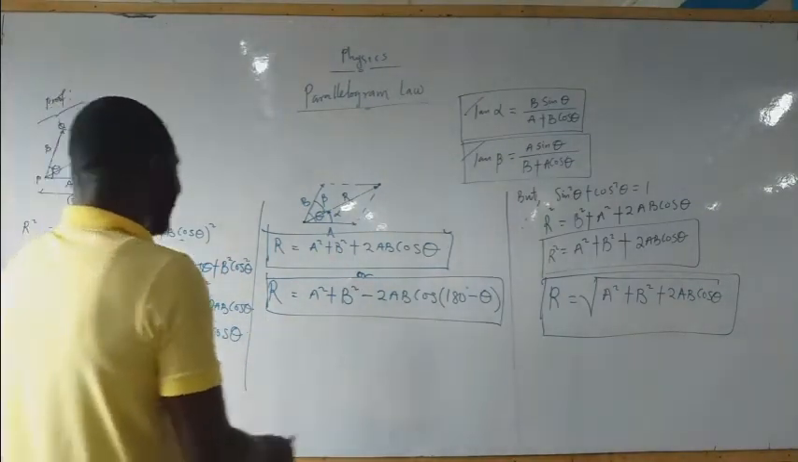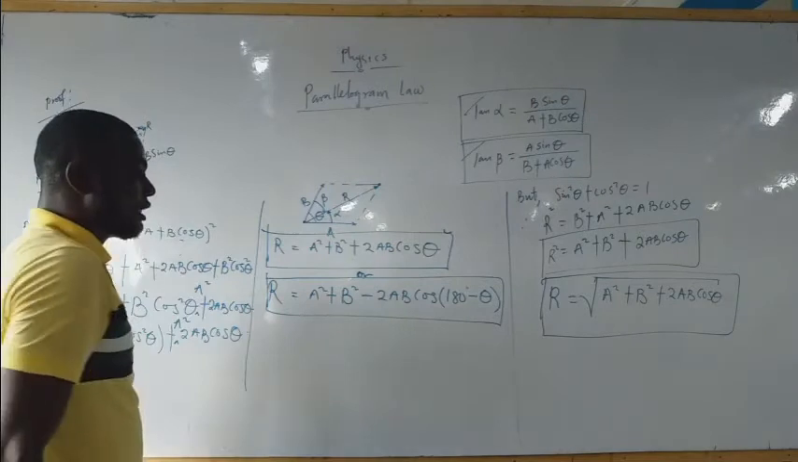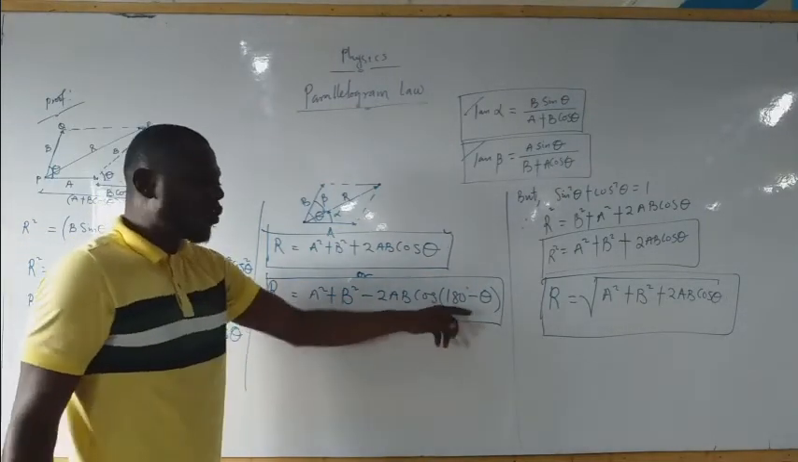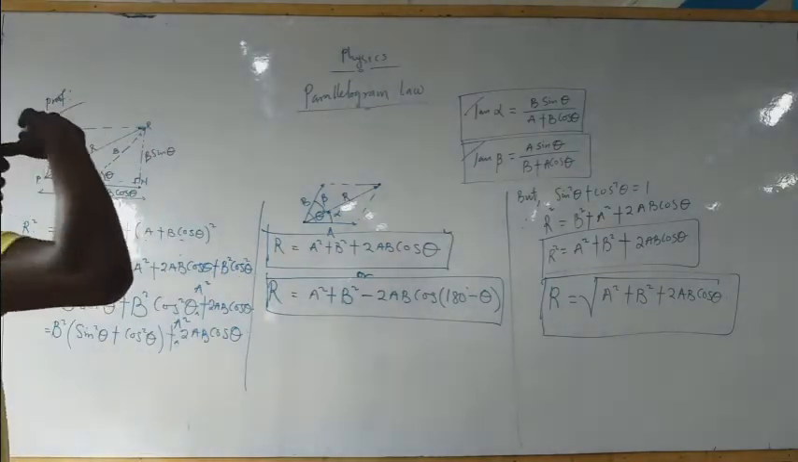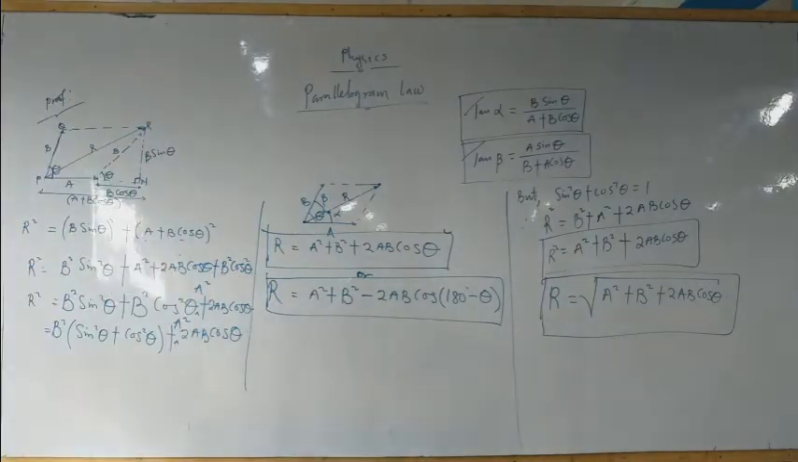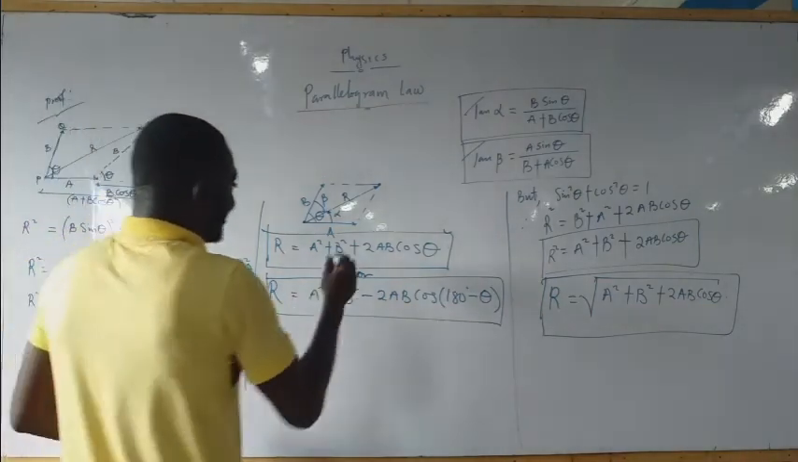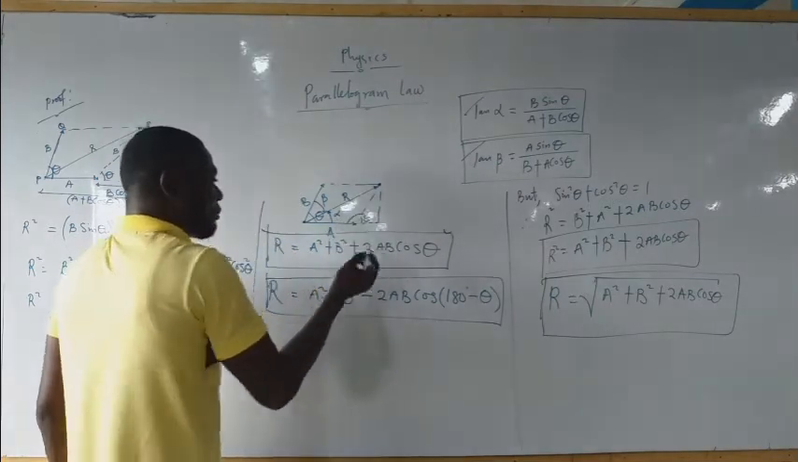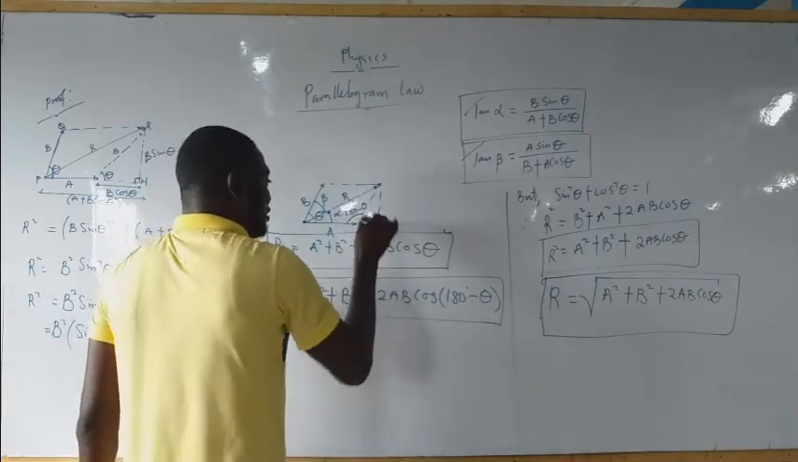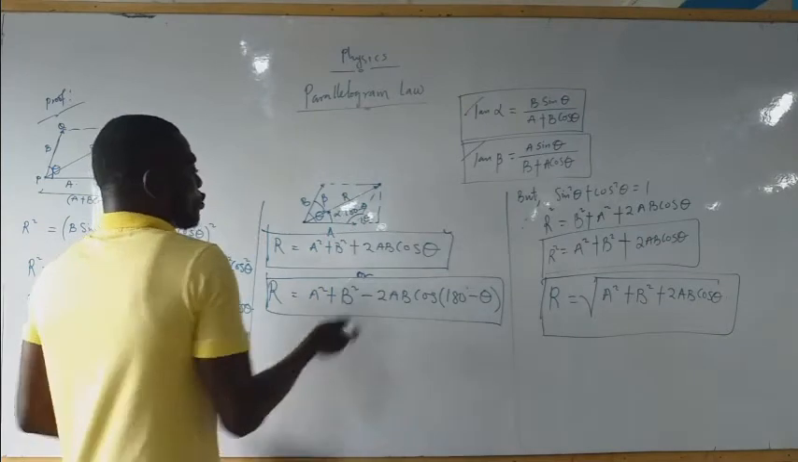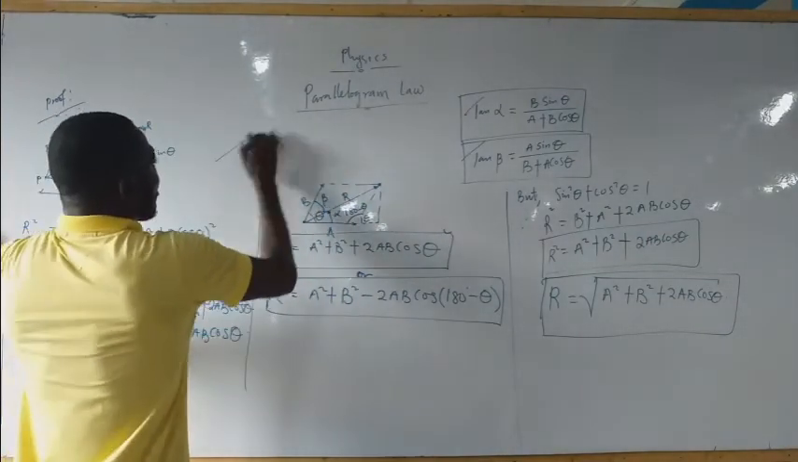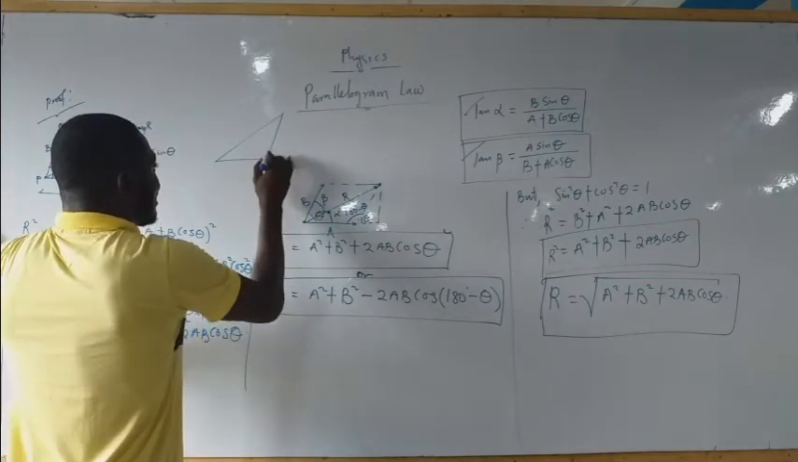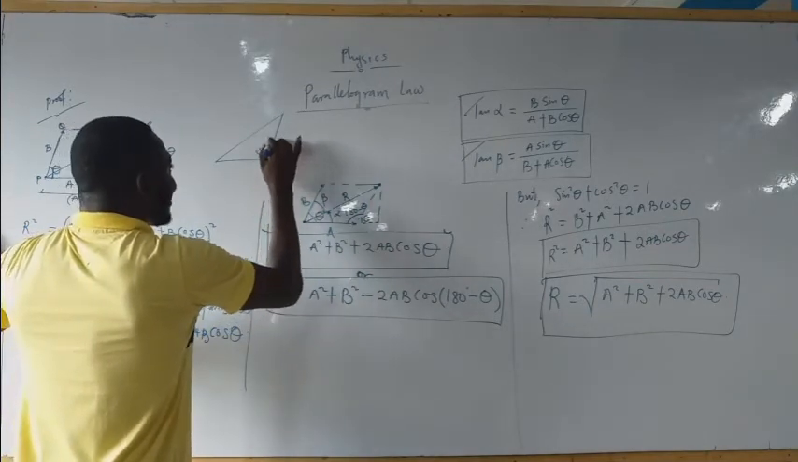Okay? And this is the same thing as this also. There are some textbooks that use minus 2AB cos of 180 minus theta. How do you get that 180 minus theta? Produce it. We call this theta. So what would this be? This will be 180 minus theta, isn't it? Angle in a straight line. So we bring out this and we have this, 180 degrees minus theta.